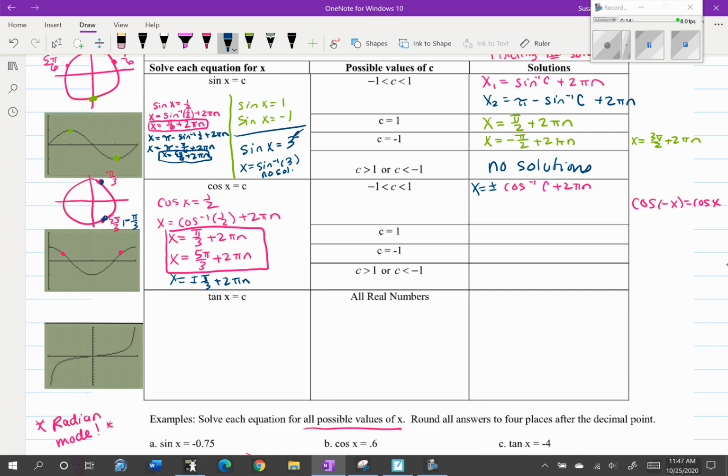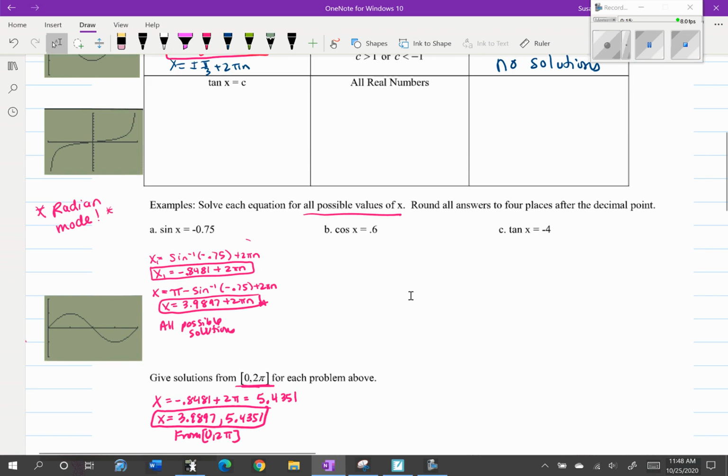For c values that are equal to 1 for cosine, we only have one solution. On our unit circle, where is the cosine equal to 1? Right here at 0. So we would say x is equal to 0 plus 2 pi n. Do you have to write that 0? No, you could just say x equals 2 pi n, because the 0 is just a placeholder. Where do we get -1 on our unit circle for cosine? Over here at pi. So x is equal to pi plus 2 pi n would give us our solutions. And of course, if c is above 1 or below -1, we would have no solutions.